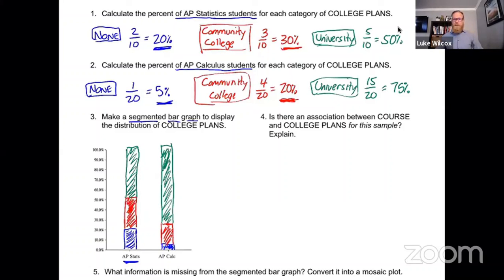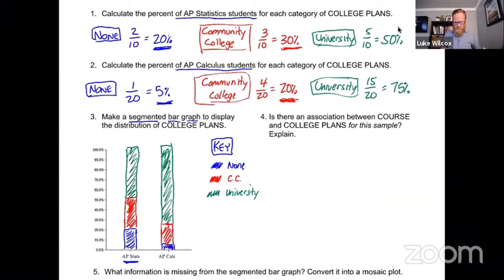So there is our segmented bar graph. I will say that you do want to have a key to go along with your segmented bar graph so that the reader knows exactly what each one of those sections represents. And well, we sort of listed it above, but the blue represents no college plans. The red represents community college, and the green represents university. And so there we have a segmented bar graph to show the distribution of the college plans for each one of the groups of students.